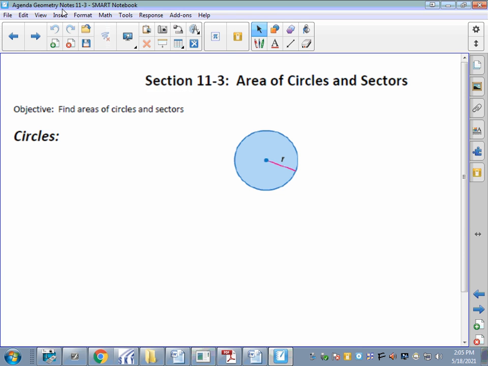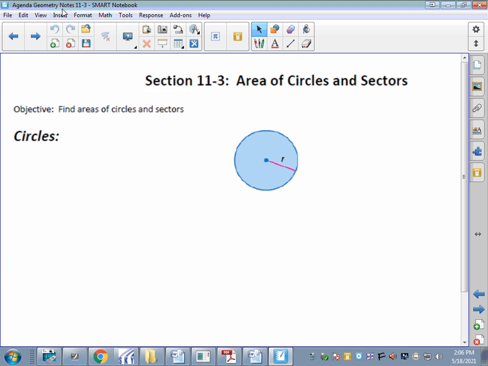Hello, geometry. We are ready to do some talking about more and more areas. We're throwing in a little wrench here with circles, and we'll talk about sectors. So we've all had the most fun doing chapter 10, all those circle sections.